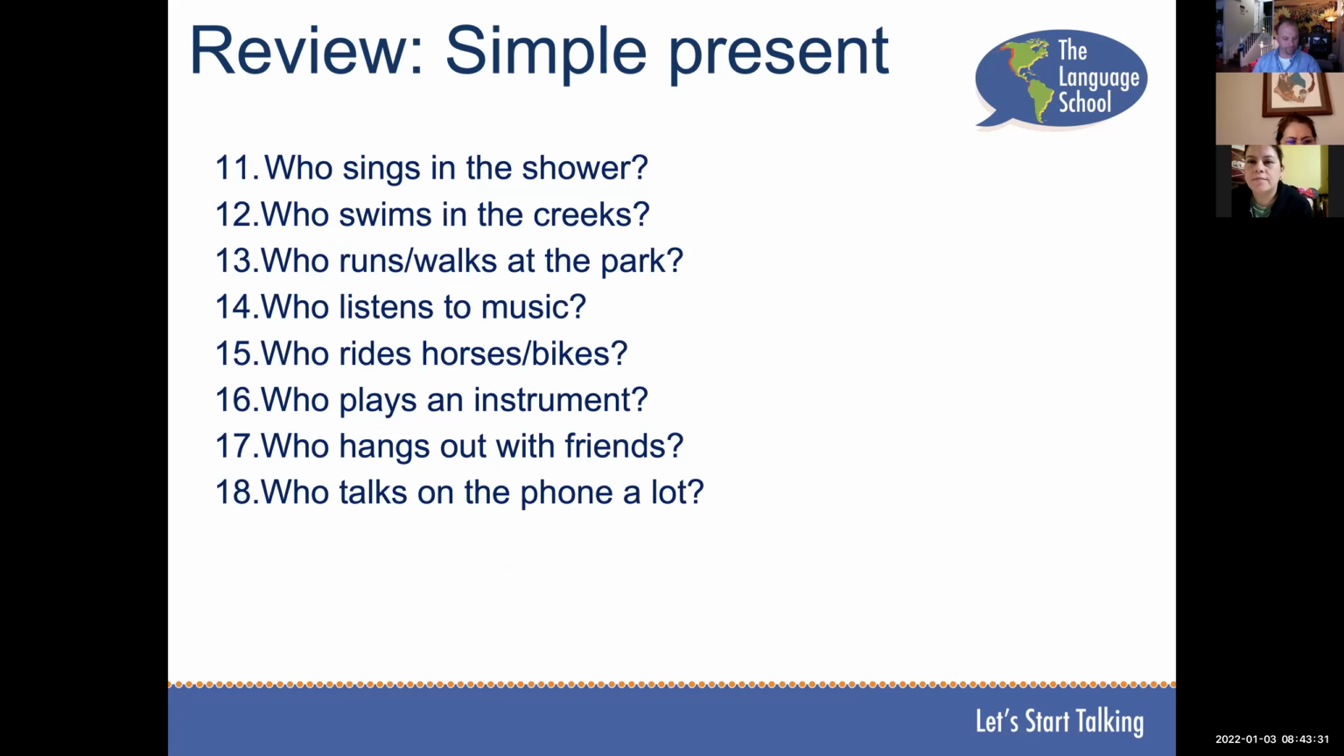Okay, good. Keep going. Who sings in the shower? I sing in the shower. Who swims in the creek? What does creek mean? Creek is a river. A small river. Yeah, I remember. The American people swim in the creeks.